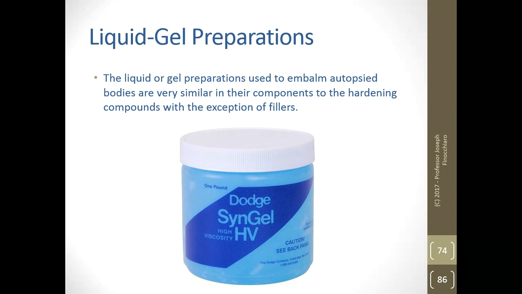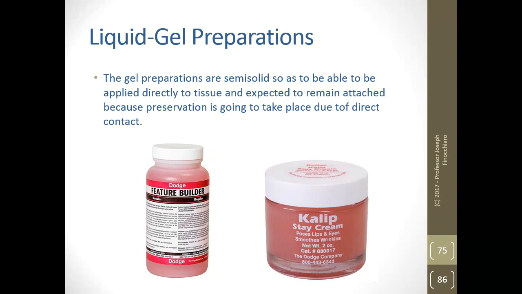Liquid or gel preparations used to embalm autopsy bodies are very similar in their components to the hardening compounds, except they usually don't have fillers. And especially liquids and gels, these can be used also in unautopsied bodies as well. Gel preparations are semi-solid, so as to be able to be applied directly to tissue and expected to remain attached because preservation is going to take place due to direct contact.